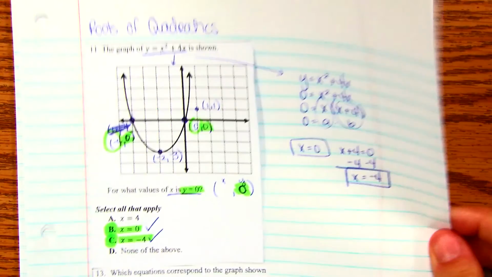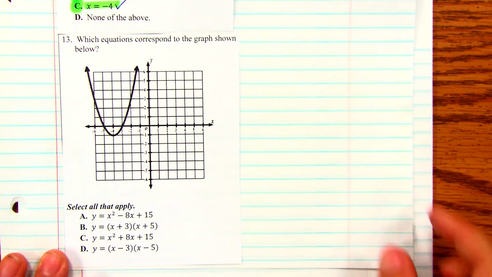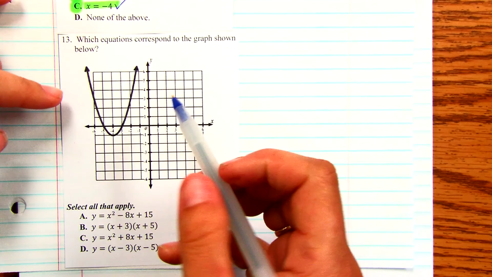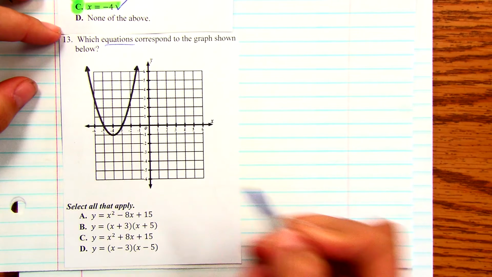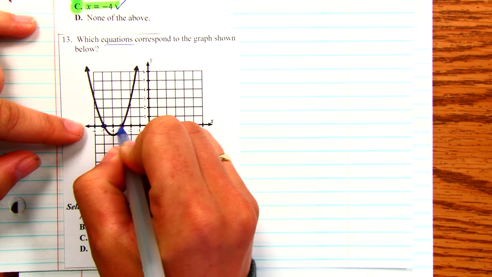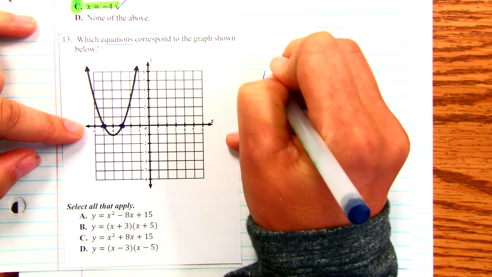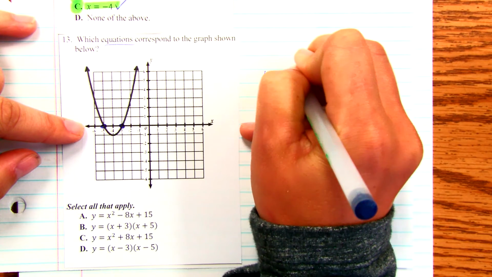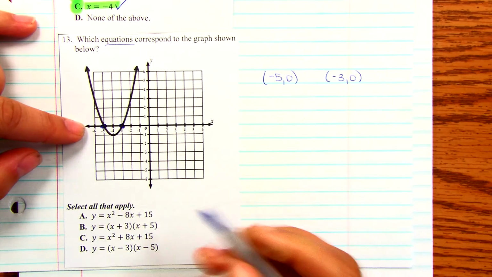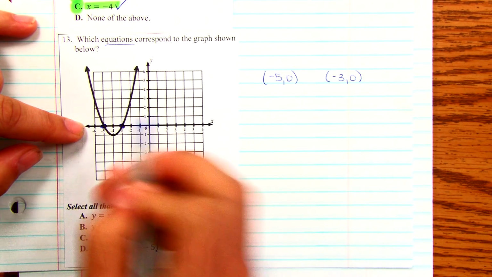Okay. Let's do one more. Question 13, which equations correspond to the graph below? And so equations, so I see that there's going to be more than one answer. And what I need to do is I need to look at this, and I see here, for example, that the x-intercepts are negative 5, 0 and negative 3, 0. So I need to find out which of these equations has these two as roots.